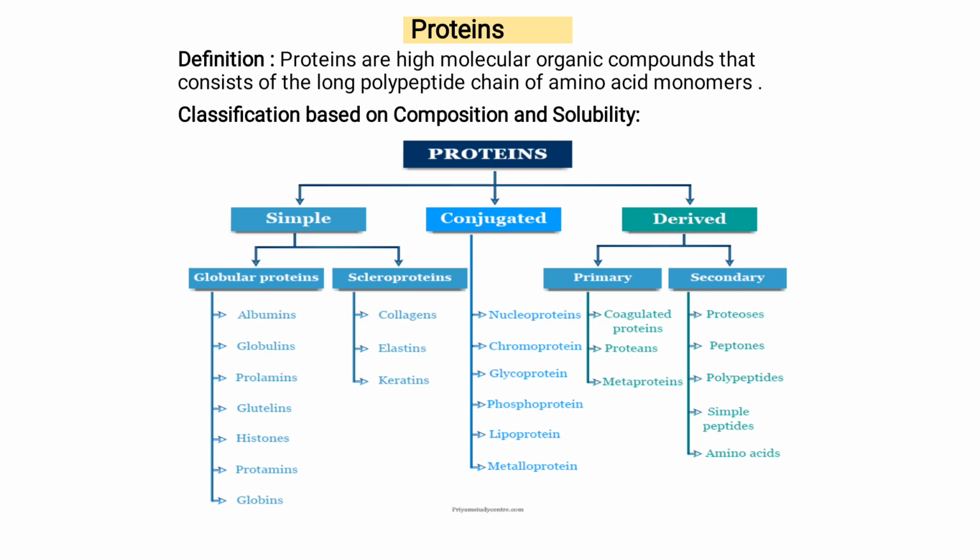These are classified as per their distribution, with the various types of their structures and attachments inside the proteins. They are classified into three types: simple, conjugated and derived. Simple proteins are again divided into two types: globular proteins and scleroproteins. Globular proteins are albumins, globulins, prolamines, glutenins, histones, protamines, globins.